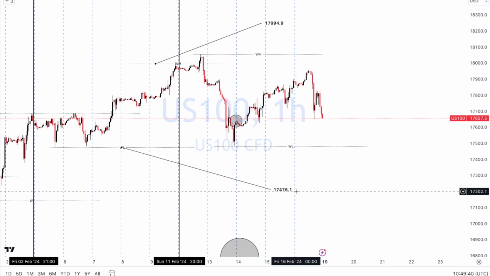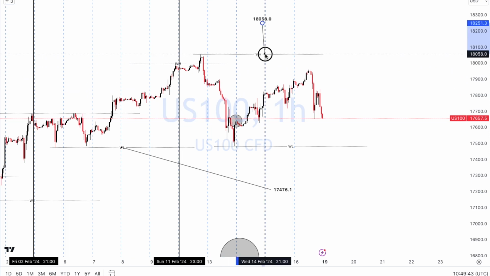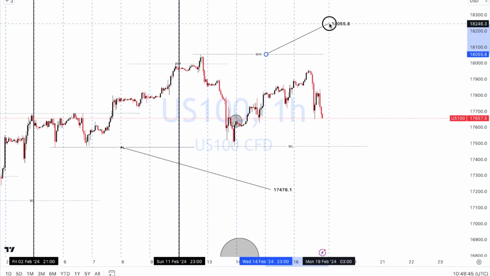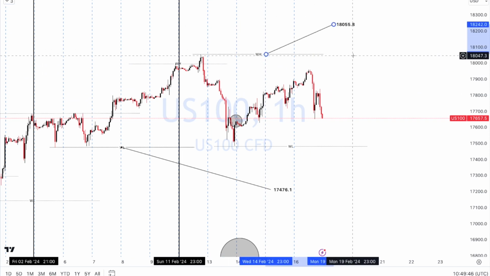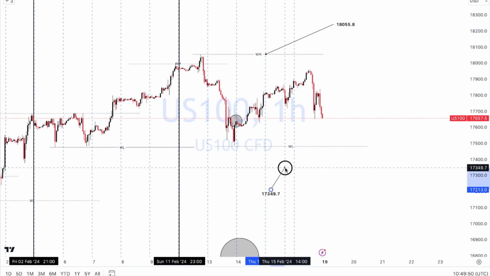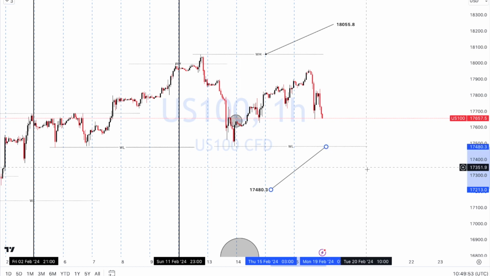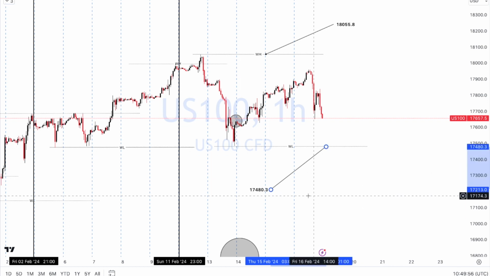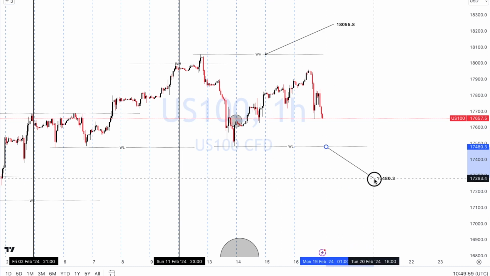So the key areas that I'll be keeping an eye on would be, on the high side, 18055.8, and then on the low side, 17480.3, right? If either one of these is taken out, I'm going to start making preparation to enter the market in the direction of what was taken out, okay?